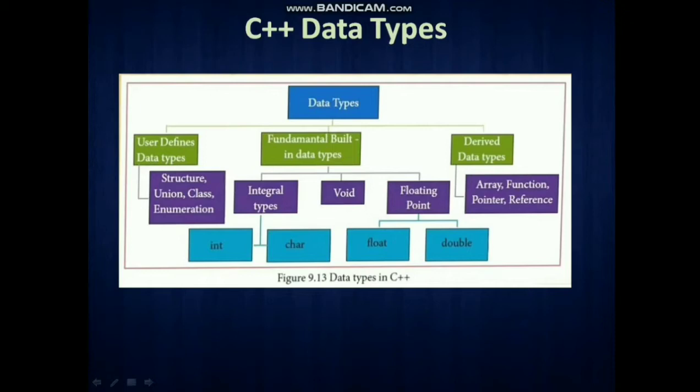Integral data types, void, floating point. Okay, these 3 are fundamental data types. Inside the integral data types, integer and character, these 2 are integral data types. Void, now void itself doesn't have any sub data types. Floating point itself has 2 data types, float and double. These are the floating point data types. These 3 are the fundamental or built-in data types in C++.